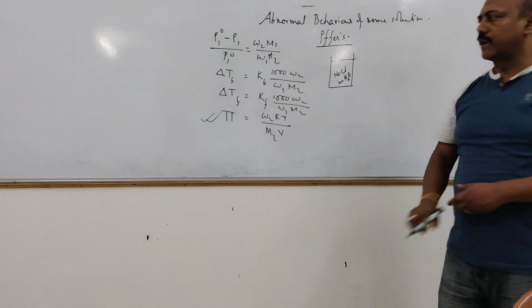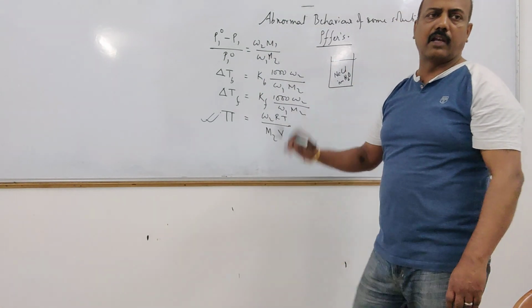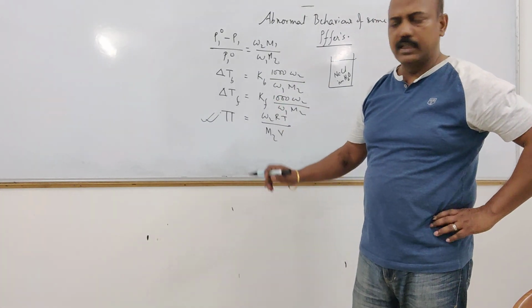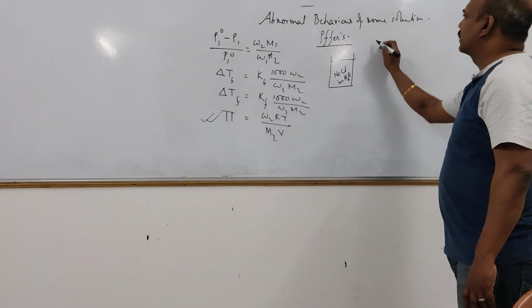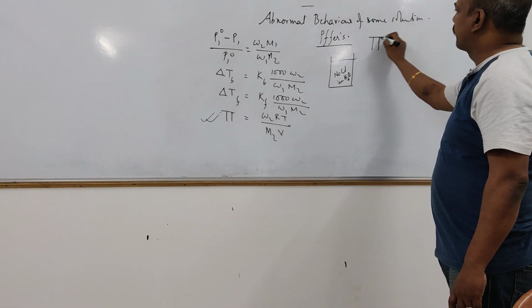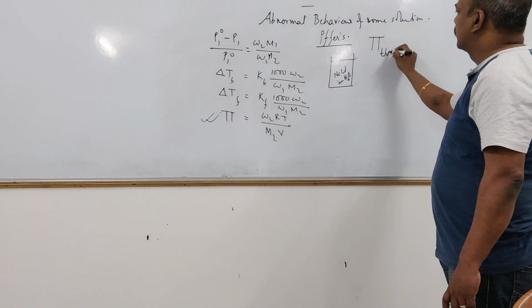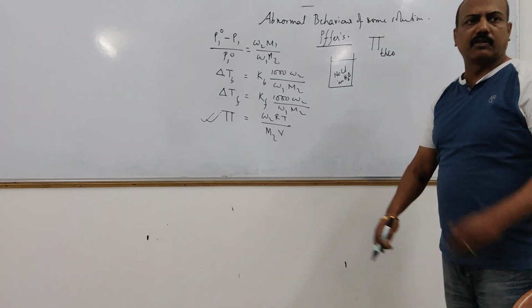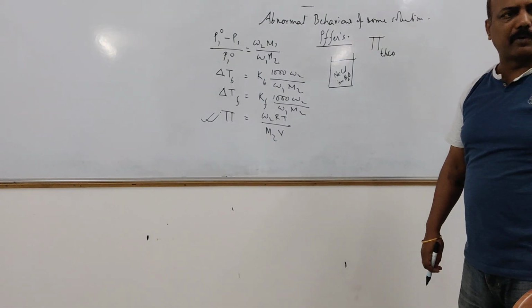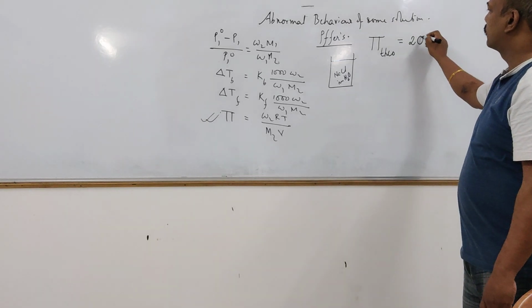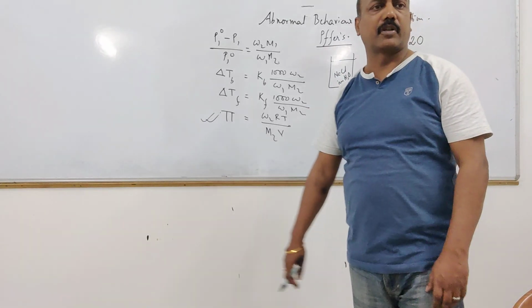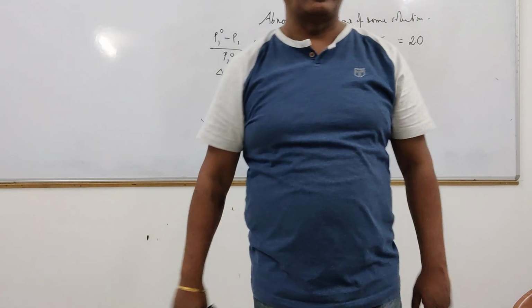You calculated the value in pen and paper. Okay, because you know the equation, you had just calculated it. And you told me, sir, the value is, suppose you found out the value, which I am writing as pi theoretical, because you had got it in pen and paper. And you found the value, suppose equal to 20, and you told me, sir, the value of pi osmotic pressure is 20. I told, okay, fine.